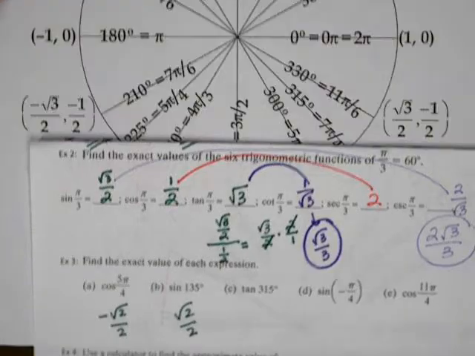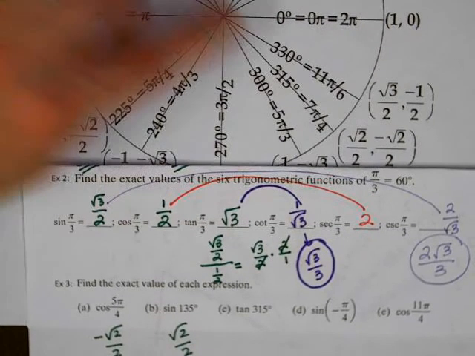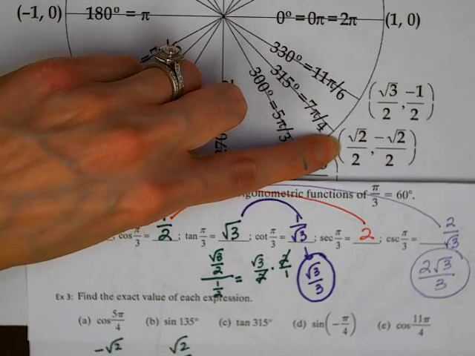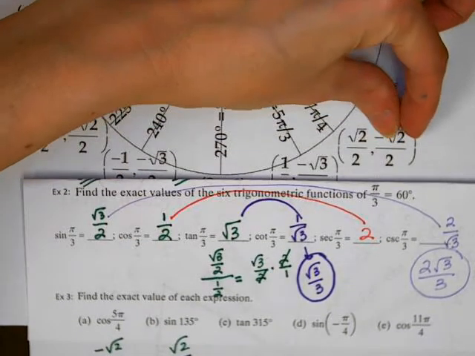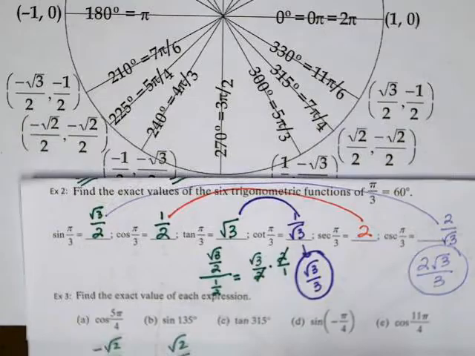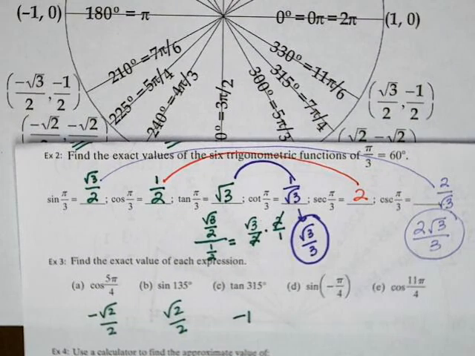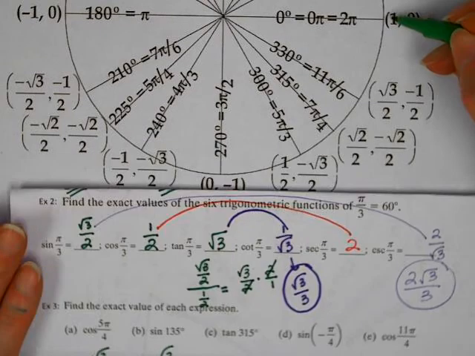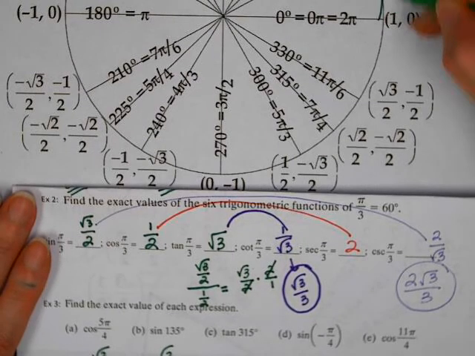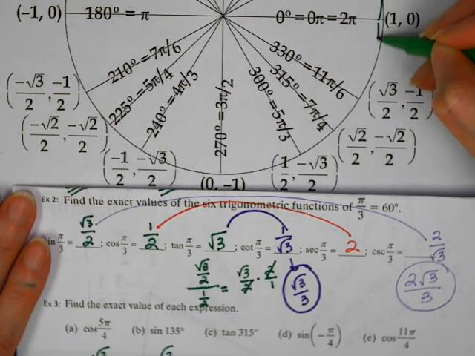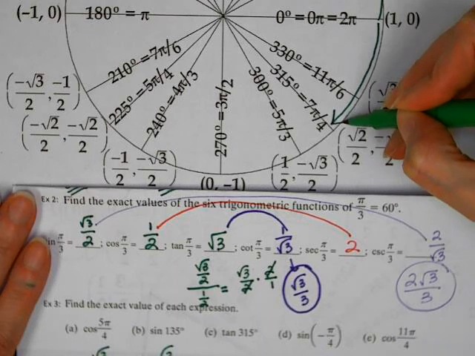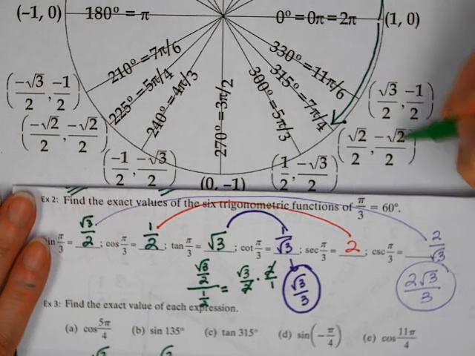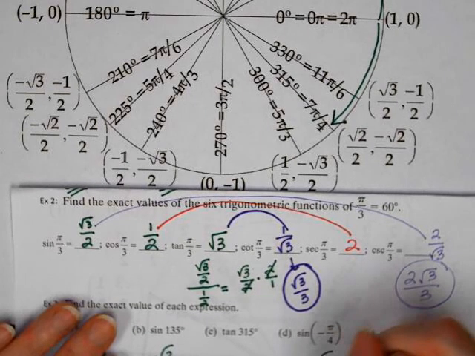Tan of 315 is over here, but if you divide sine by cosine, you end up getting negative 1. Now sine of negative pi over 4. So if positive pi over 4 is up here, then negative pi over 4 is going clockwise. And sine there is negative root 2 over 2.